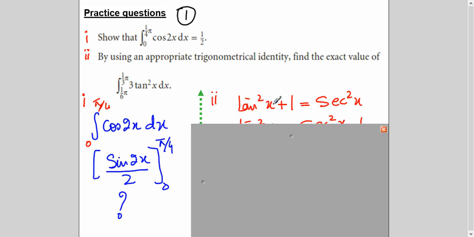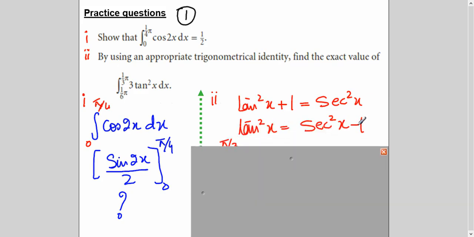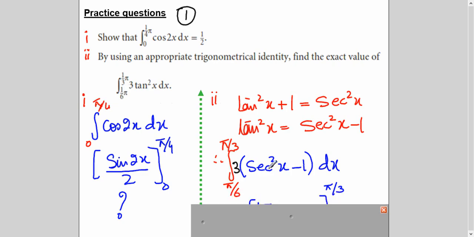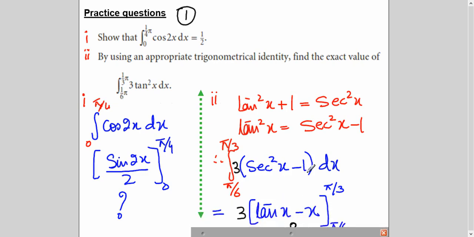So we know that 1 plus tan square x equals sec square x. I can make tan square x the subject and it will become sec square x minus 1. So now tan square x I can replace by sec square x minus 1, right? So the question is changed now, 3 as it is. This is replaced by the identity and the limits are pi by 6 to pi by 3. So what is the integration of sec square x? Tan x. And the integration of minus 1 is minus x. So after that you apply upper limit minus lower limit.